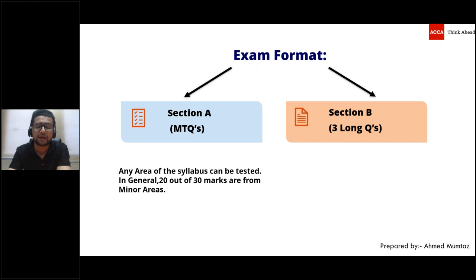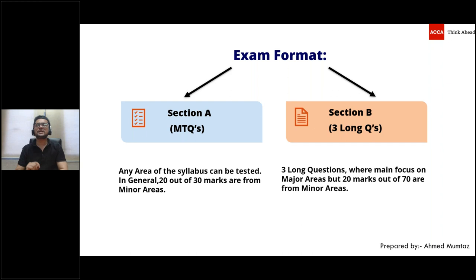When it comes to section B, things are pretty much straightforward. You will have 3 long questions in section B. All those 3 long questions will focus on risk, controls and procedures. Keep one thing in mind: if you get a 30 mark long question on risk, you are going to get the next 20 mark question on controls. If you get a 30 mark question on controls, you are going to get the next 20 mark question on risk. And the last question would definitely focus on substantive procedures, along with the flavor of completion review and, most importantly, audit reporting, which I'm going to teach tomorrow.